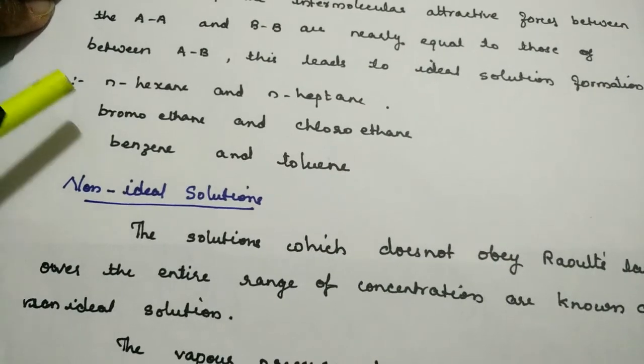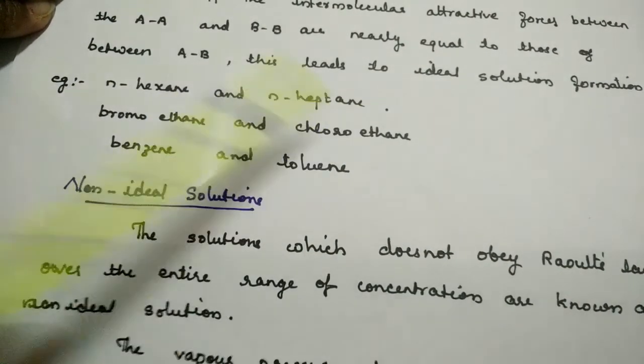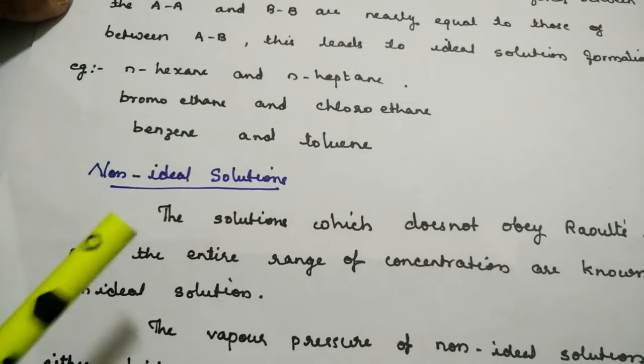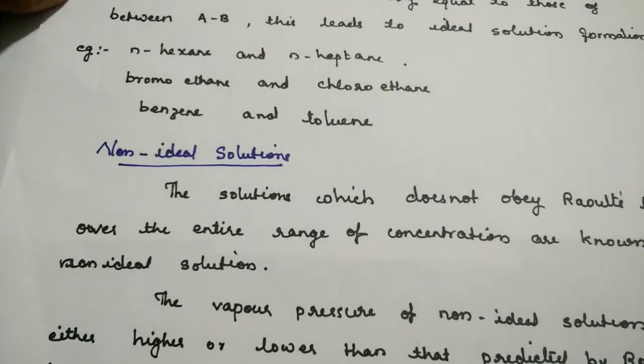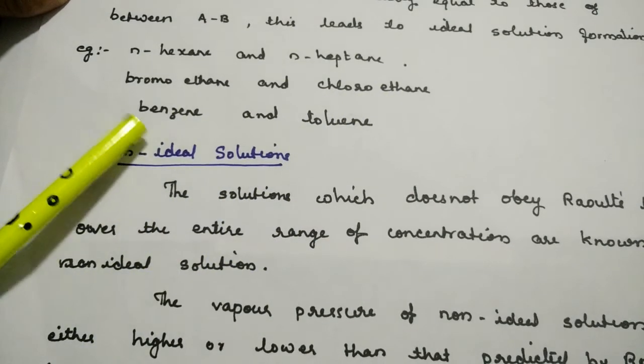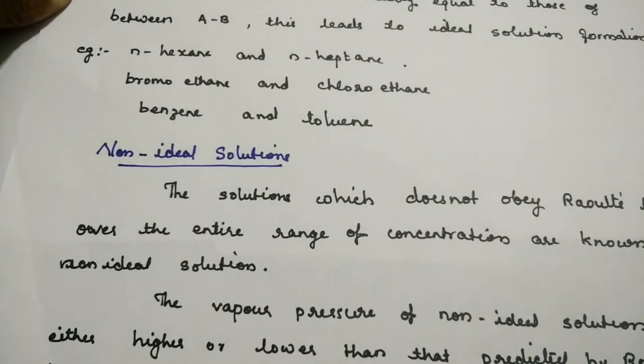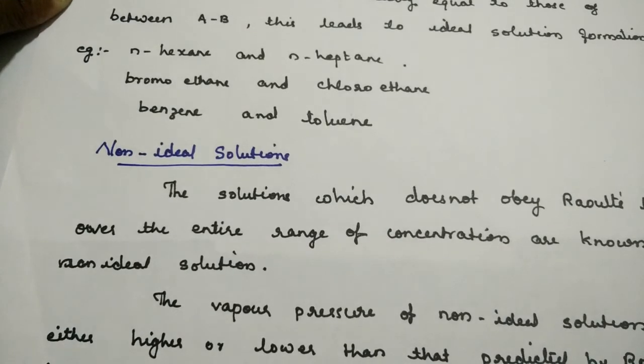A perfect ideal solution is rare, but some solutions are nearly ideal in behavior. For example, normal hexane and normal heptane is a nearly ideal solution. Another one, bromoethane and chloroethane. And the third one, benzene and toluene are nearly ideal solutions.